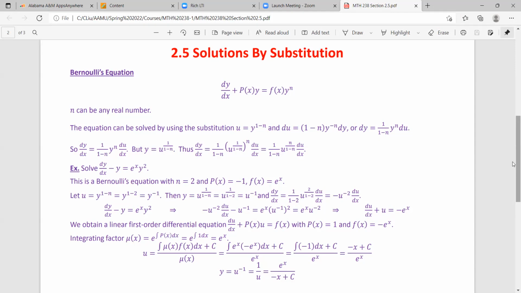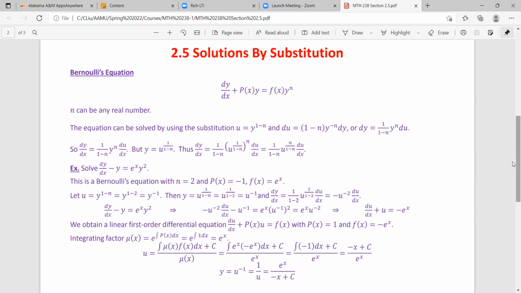We want to solve the equation dy over dx minus y equal to e to the x times y squared. Okay. So this is Bernoulli's equation with n equal to 2 if you compare this example with the standard Bernoulli's equation. And the function P of x is just -1, and f of x equals e to the x. Okay. That's the comparison of the problem with Bernoulli's equation in general form.